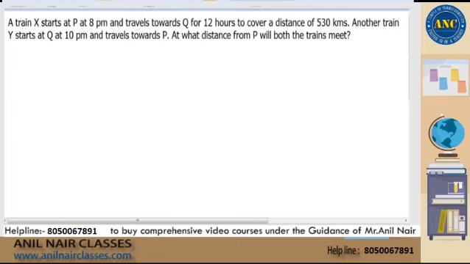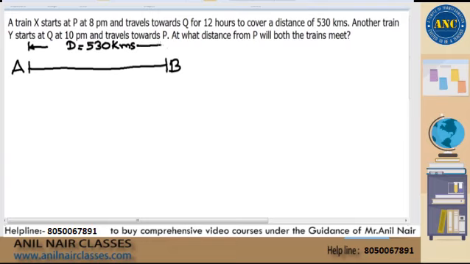Now, forget about this question, sir. The same question I am writing in a diagrammatic format. First, don't worry about X, P, Y, all those things. Just listen to this carefully. Suppose there are 2 points. Let the 2 points be A and B. The distance between the 2 points A and B is given as 530 kilometers.